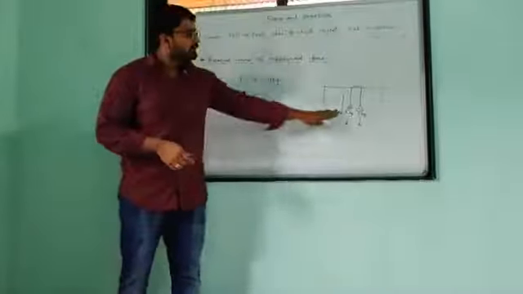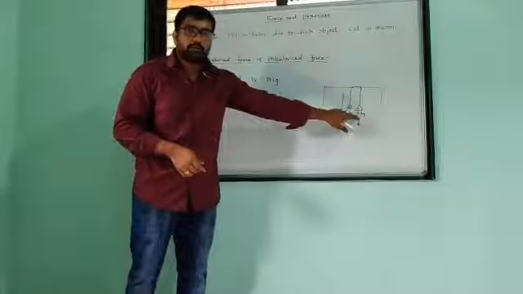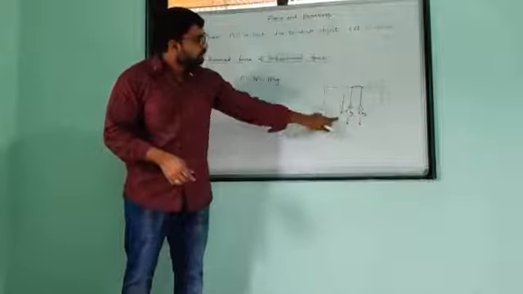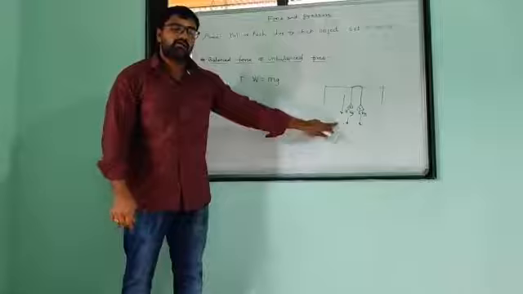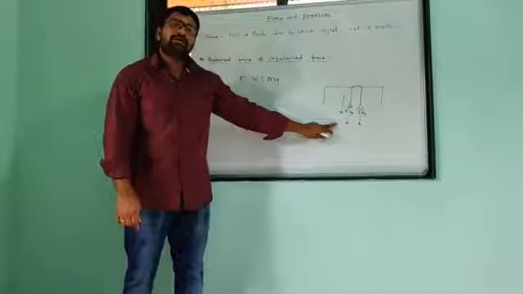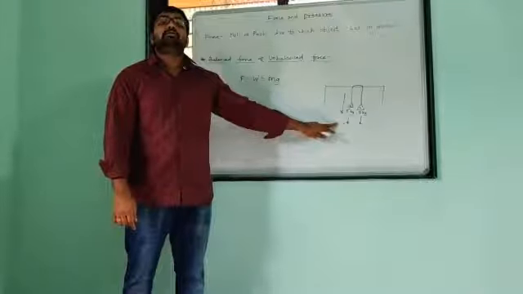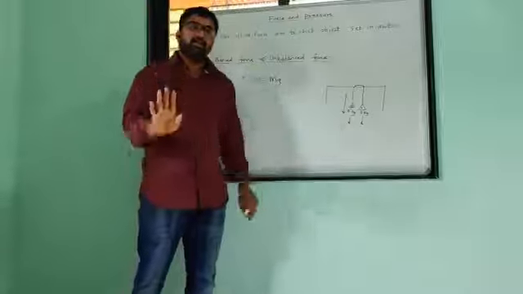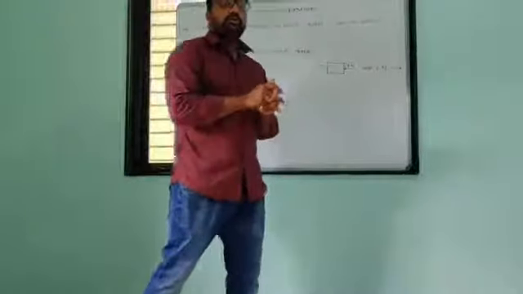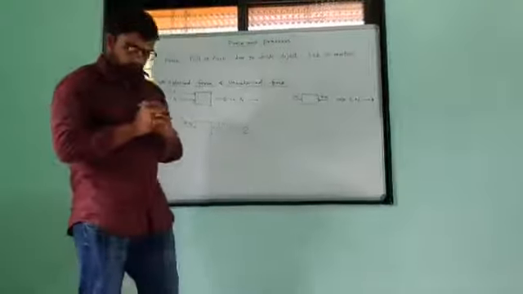Okay, for example, in this case 6 kg and 5 kg. Here more force will be applied on the downward side, so these are unbalanced forces. Okay, so next topic, we have seen some examples of balanced and unbalanced forces.